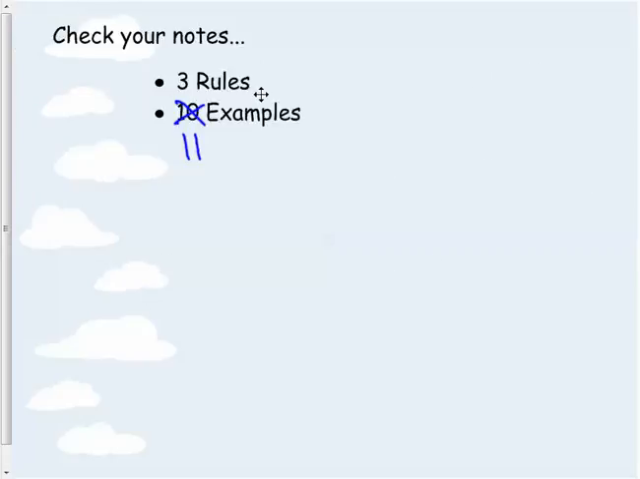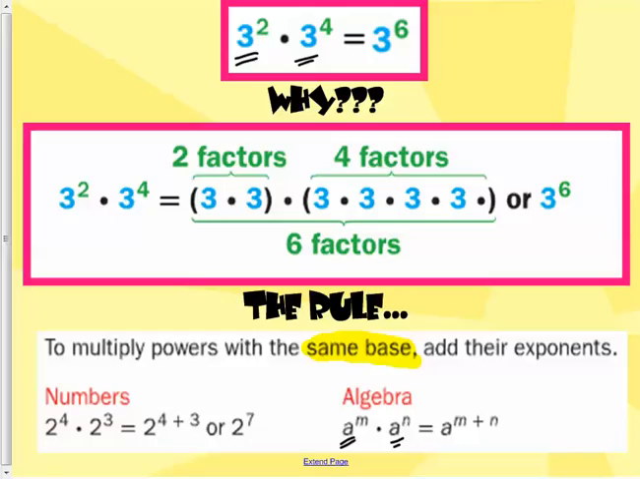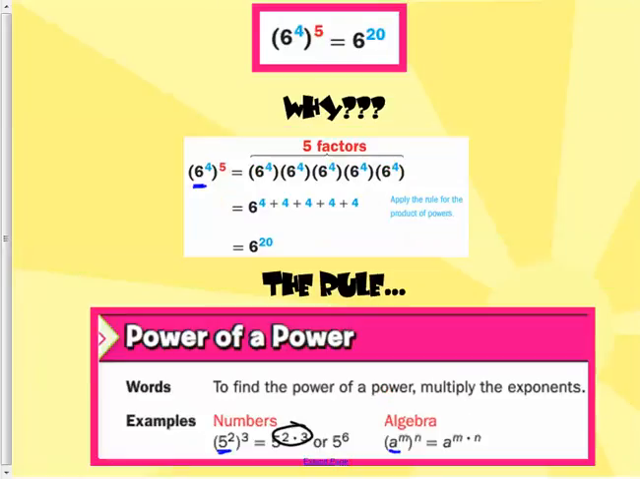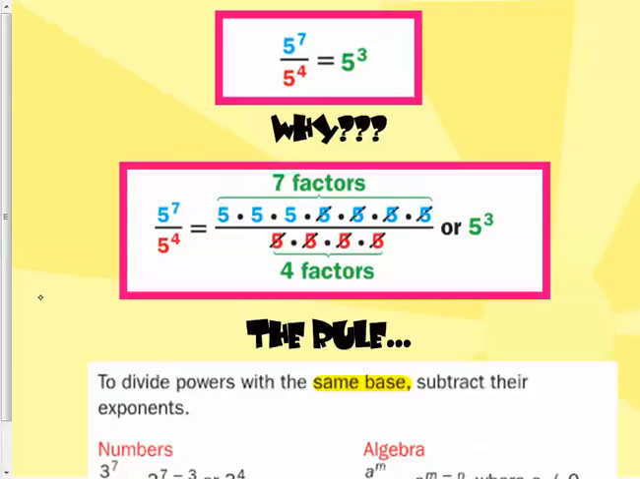You should have 3 rules in your notes. One for powers to a power, which is this slide, which is the same base but different powers. So you are multiplying powers. Here you are dividing powers, or excuse me, here you are doing power to a power, and here you are dividing powers. So you should have those 3 rules.